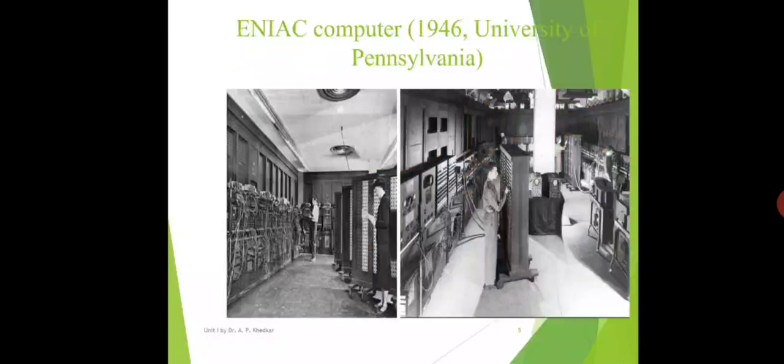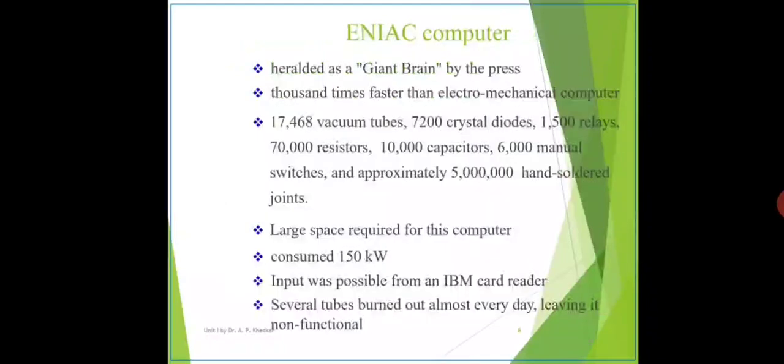So this important device, the vacuum tube, was used in the ENIAC computer, which was developed in 1946 at the University of Pennsylvania. What was so special about this ENIAC computer? At that time it was called a giant brain by the press. It was 1,000 times faster than the earlier electromechanical computers.